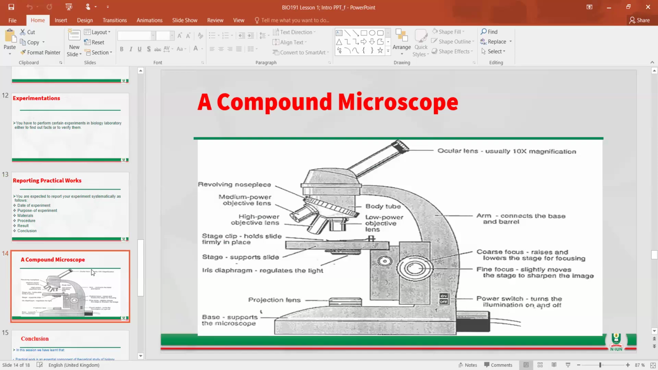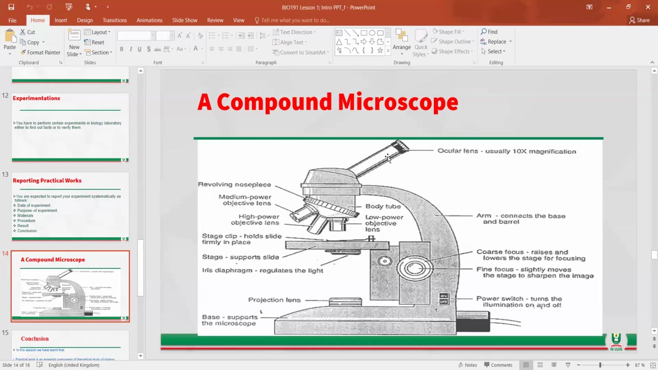And I want to introduce us to an instrument called the microscope. The microscope is what we'll be using more often in this course, because I'm going to use it to view microscopic organisms that normally the naked eye will not see. So this is what is involved.